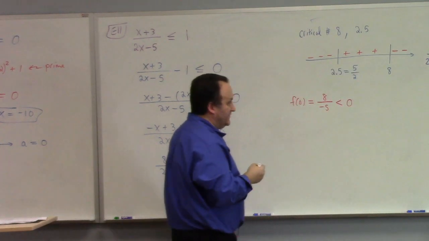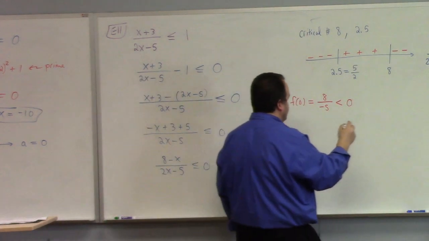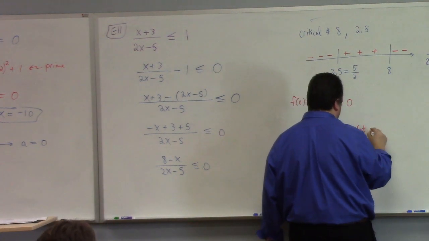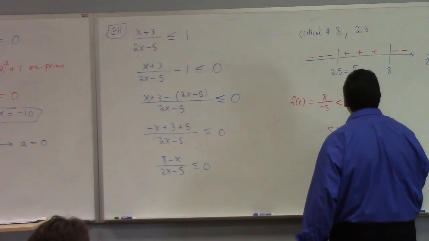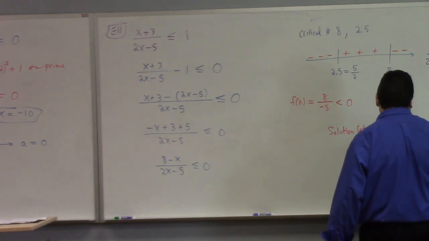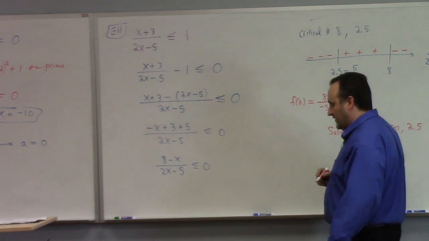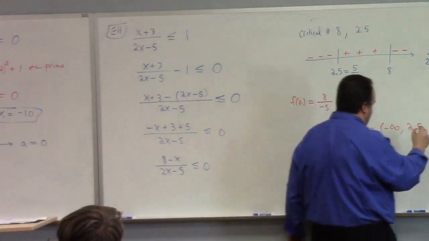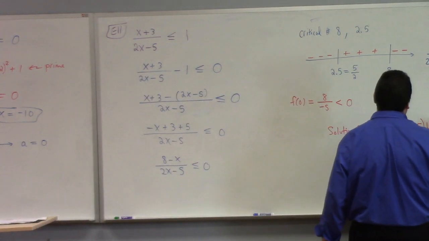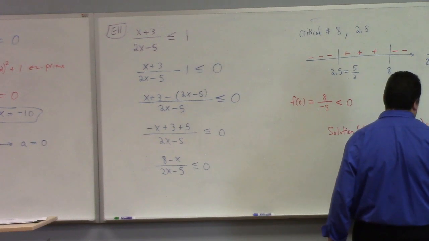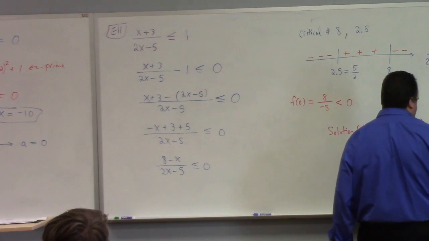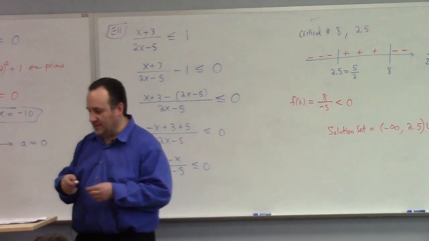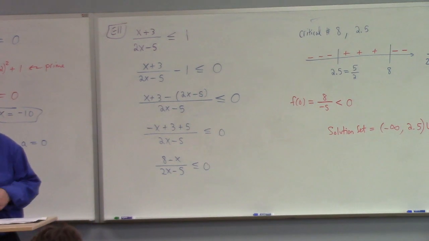So what's my solution set? Minus infinity to what? 2.5. Do we include 2.5 or exclude 2.5? Exclude, because it would give a division by 0. Exclude the 2.5, and then we take the union of that with, apparently, 8 to infinity, which is kind of funny to write, you know? So we include the 8 because it makes the numerator 0, which is fine.